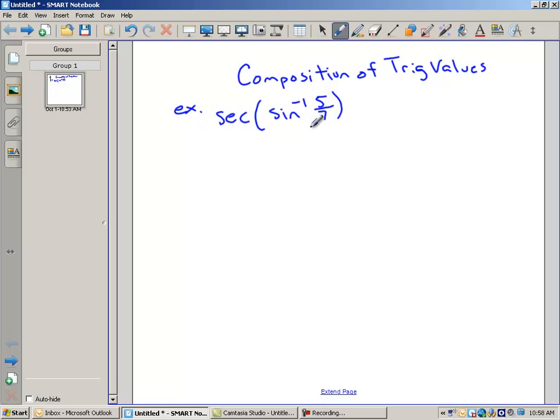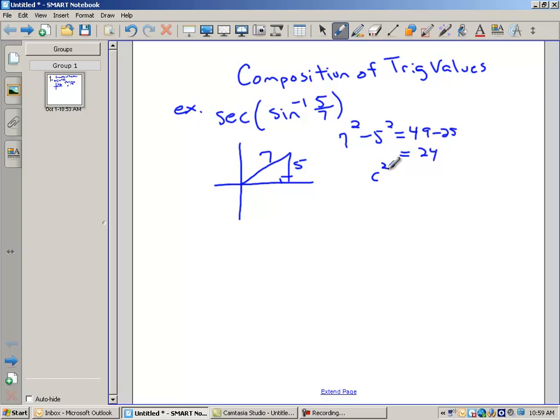We're first of all going to work inside out. The arc sine of a positive number means that we're going to draw a triangle in quadrant 1. And we're going to label the opposite side a 5 and the hypotenuse a 7. Because, of course, sine is opposite over hypotenuse. And if we do our Pythagorean theorem here, 7 squared minus 5 squared, we're going to get 49 minus 25, which is going to be 24.